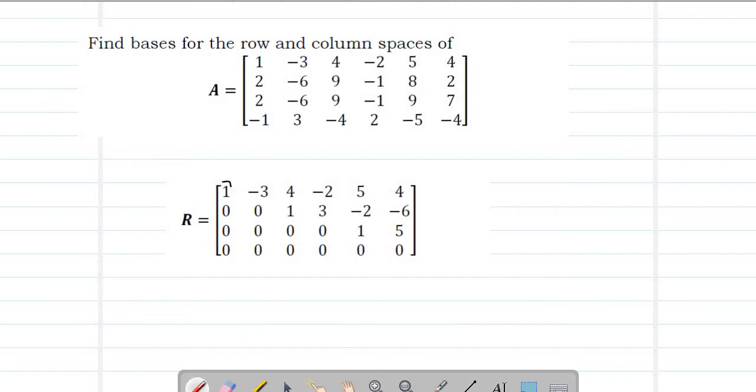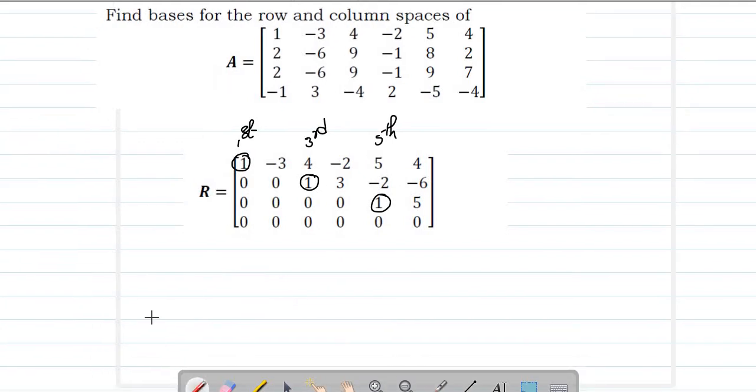Okay. So this is one pivot element. Next here is one. The first non-zero element is here. So this is the first column, and this is the third column, and this is the fifth column. Therefore, the basis of column space of A.